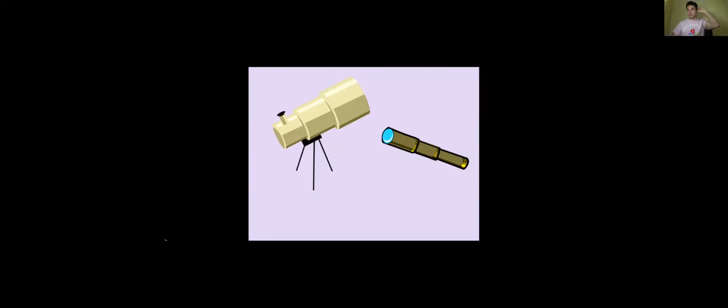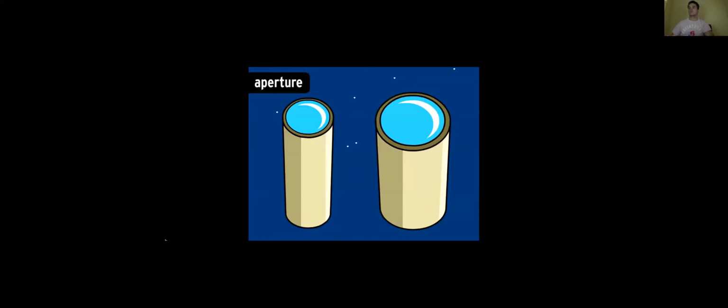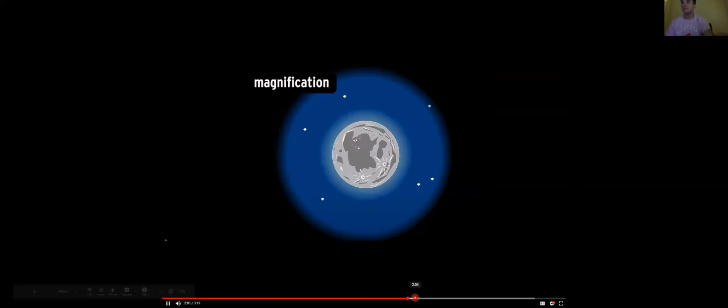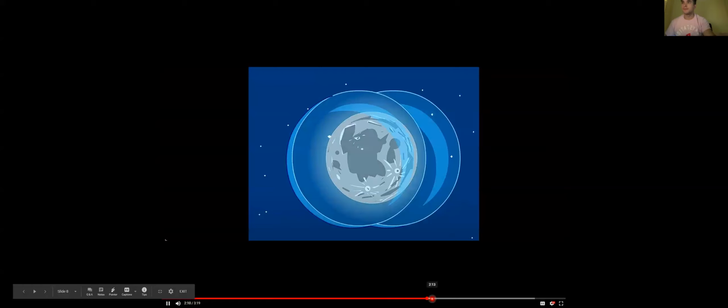Some telescopes are better at collecting light than others. The aperture of a telescope is the diameter of the lens or mirror that gathers light. You don't need to know that part. And the light magnification is the telescope's ability to enlarge. I also don't know that part.